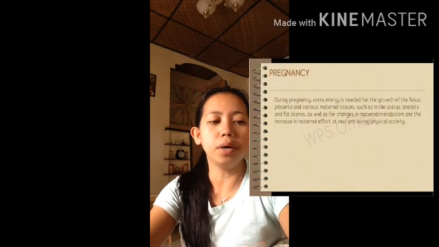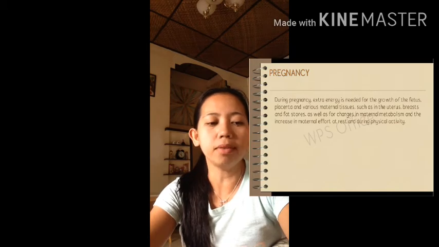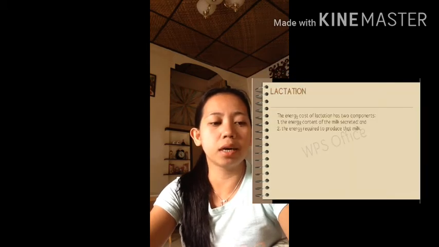Pregnancy. During pregnancy, extra energy is needed for the growth of the fetus, placenta, and various maternal tissues as in the uterus, breast, and fat store, as well as for change in maternal metabolism and the increase in maternal effort at rest and during physical activity. Lactation. The energy cost of lactation has 2 components: the energy content of the milk secreted and the energy required to produce that milk.